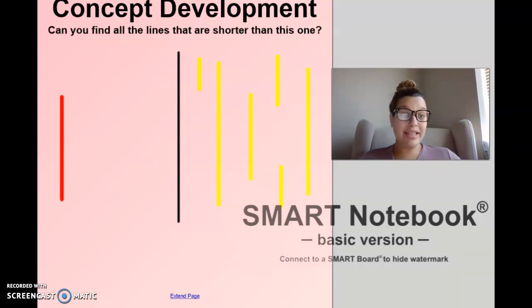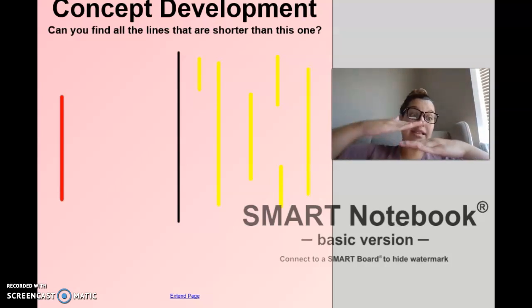We have to find the lines that are shorter this time. Got it? So last time we did longer. Now we're going to do shorter.